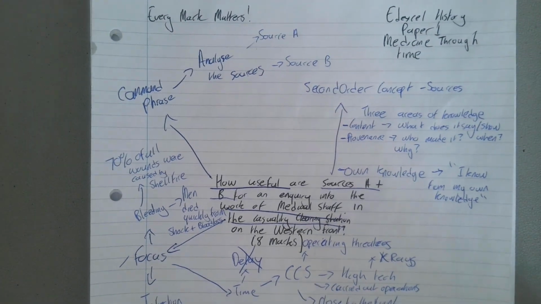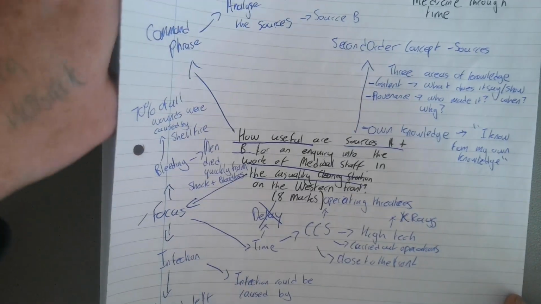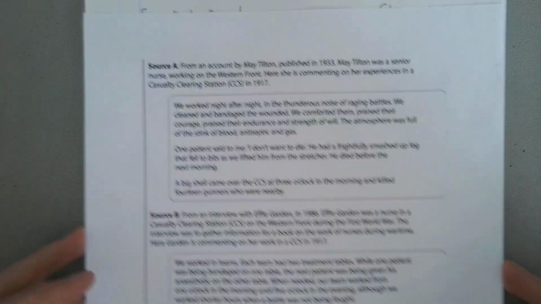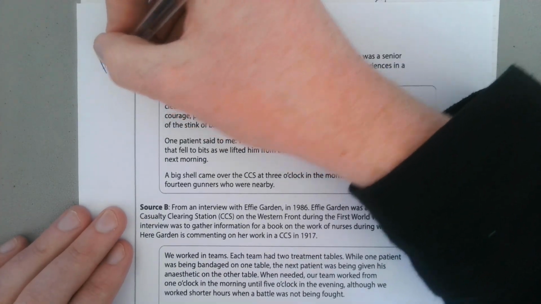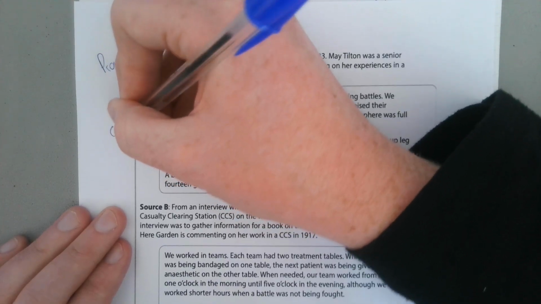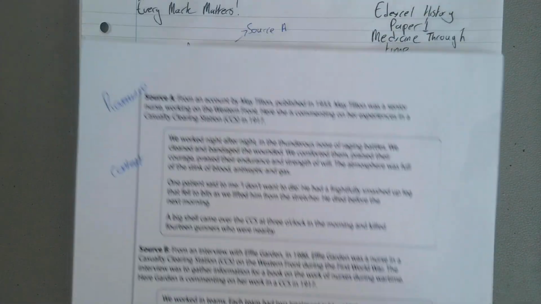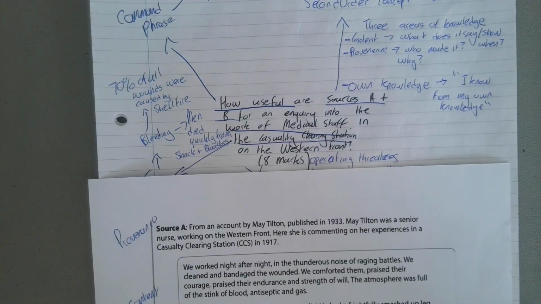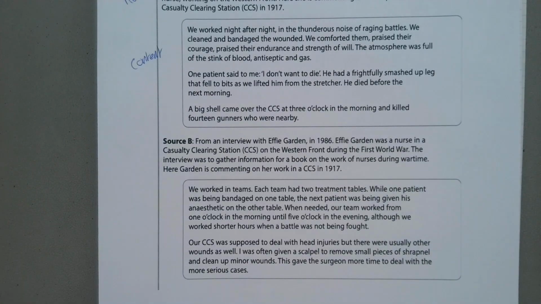So we've had a look at the breakdown of the question. Why don't you, right now, have a little look at the sources themselves? Press pause and take a moment analysing the provenance, which is just up here, and the contents. Do that for both, and take all the time you need, focusing on the work of medical staff at the casualty clearing station. Press pause, and I'll see you shortly.